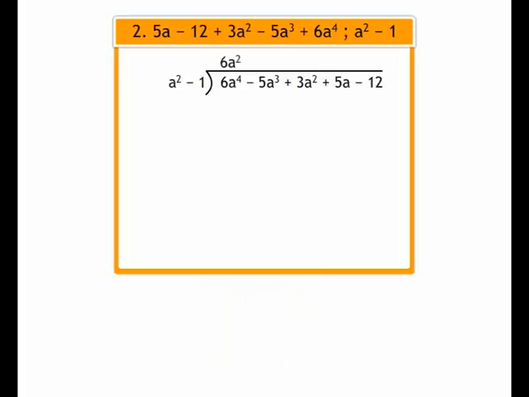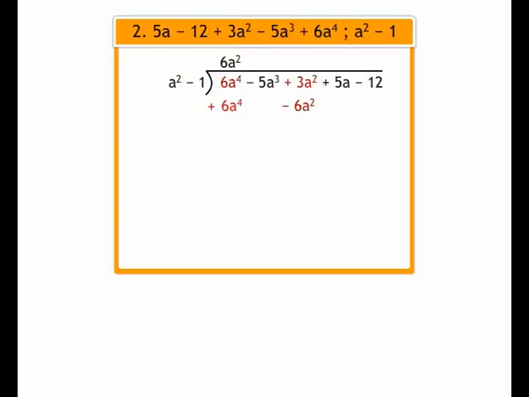After this, we will multiply the quotient, that is 6a square, with the divisor, that is a square minus 1. As 6a square multiplied by a square minus 1 is equal to 6a raised to 4 minus 6a square, we will now write this product exactly below that part of the dividend whose polynomial bears the same index. Thus we will write 6a raised to 4 below 6a raised to 4 and minus 6a square below plus 3a square.